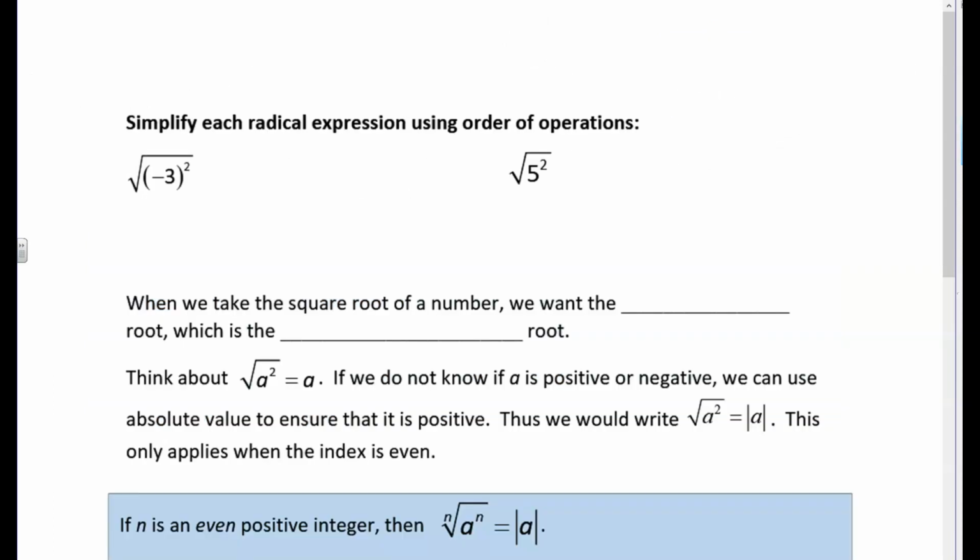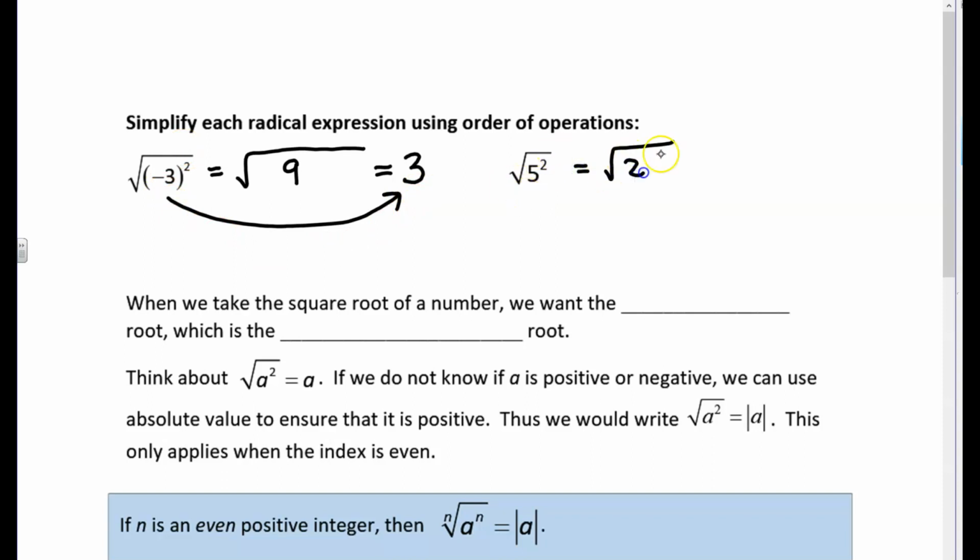So let's simplify each radical expression using order of operations. Remember PEMDAS. PEMDAS tells me to take care of those parentheses and the exponent first. Well, negative 3 squared is positive 9, and the square root of 9 is in fact 3. And so if you look, we go from a negative inside my radicand to a positive by squaring it. Now looking at this guy, the square root of 5 squared, that's the square root of 25, getting me back to 5. If you look here, those are the same sign, same number.